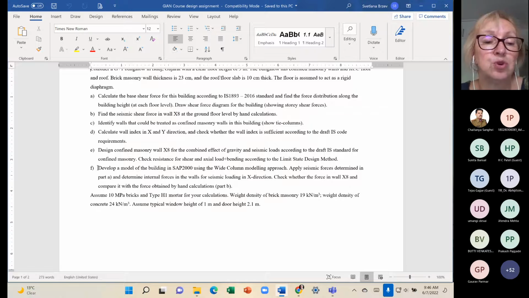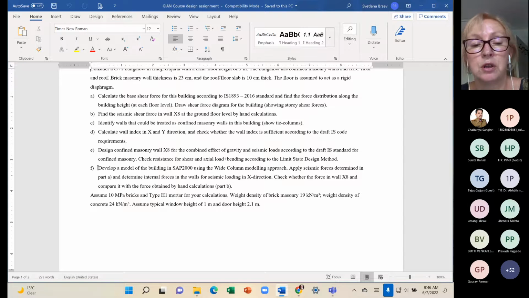I told you here to assume 10 MPa bricks in the assignment, but you don't have to. That is maybe an initial assumption, just to give you some starting point. You can change the strength of the bricks as needed to make this work. Type H mortar I would keep. I would suggest using the strongest possible mortar, but you can go with a higher brick strength if you need. Weight density of bricks is 19, that is true.